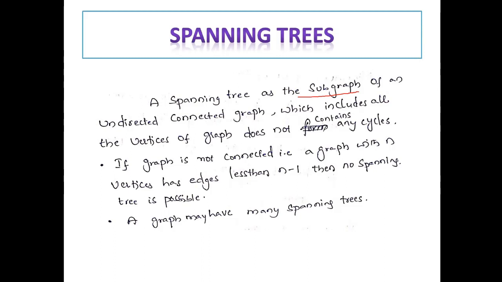So a spanning tree is nothing but a subgraph of a given undirected connected graph, which includes all the vertices of the graph. It should be connected without forming any cycles.